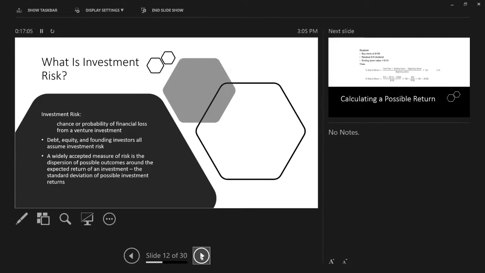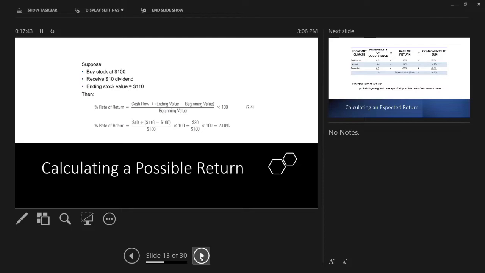So investment risk is a widely accepted measure of risk. We basically use the standard deviation for possible investment returns. We will look at different probabilities of business and different expected returns based on different economic situations. Taking that into account, we'll be calculating the investment risk. The measure of investment risk is dispersion, so we'll be using standard deviation to calculate that. This is a simpler way of doing it: calculating your possible return.